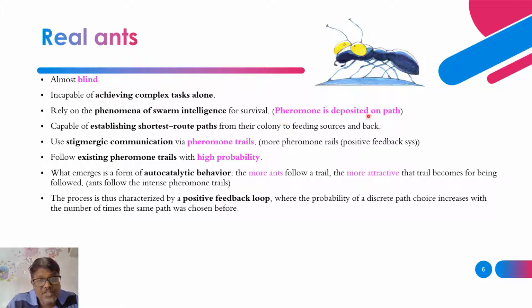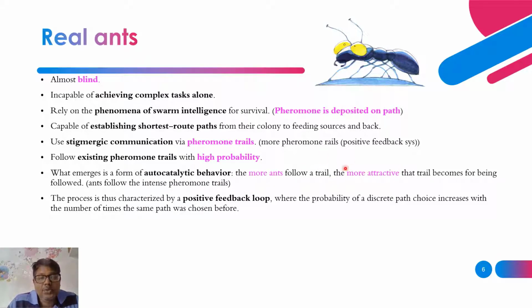So the pheromones are deposited on the path. More pheromones deposited means more attraction. When there is more attraction, more ants follow the trail, the path. So the more ants follow a trail path, the more attractive that trail becomes for being followed. Otherwise I can say the ants follow the intense pheromone trail because more ants followed, more pheromones were deposited, so it is more attractive.